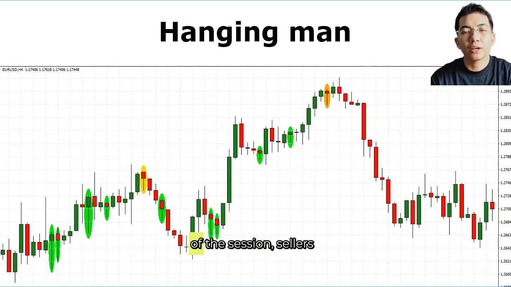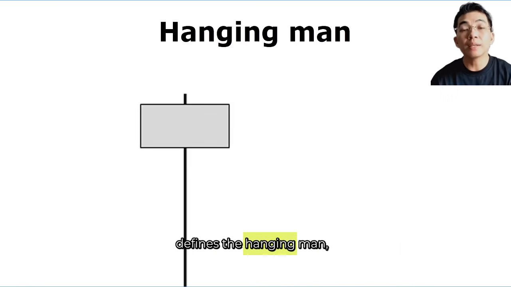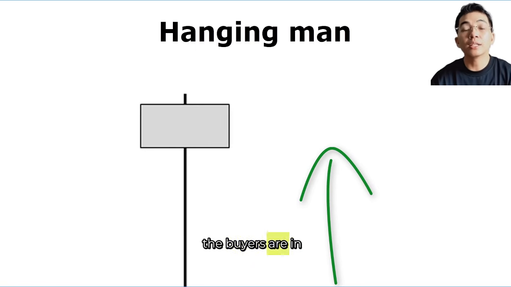So at the beginning of the session, sellers were in control. By the end of the session, buyers are in control. Combining the two analyses, we can say that buyers are in control on the market. Then with the hanging man, sellers attempt to change the trend, pushing the price down. But buyers react and then the price goes up again. So at the end of the session that defines the hanging man, the buyers are in control, not the sellers.